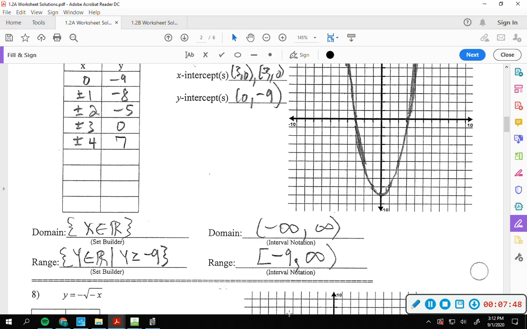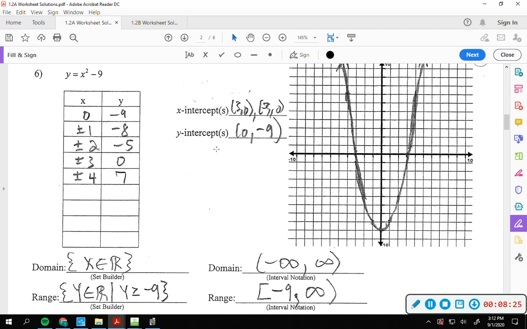It's always parenthesized. The range of this, when I point plot this, look what the range is. The range starts at negative 9 and goes up from there. Therefore, y is the element of all real numbers such that y is greater than or equal to negative 9. That's how we write it in set builder notation. Remember, this line means such that. This is the element of real numbers. Since I have an equal to here, that's why this is bracketed, negative 9 to infinity.